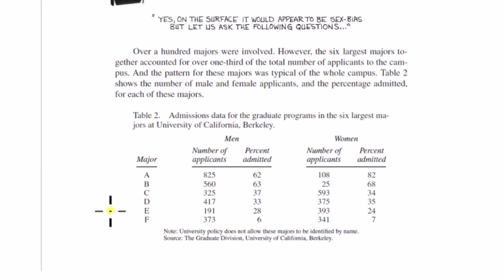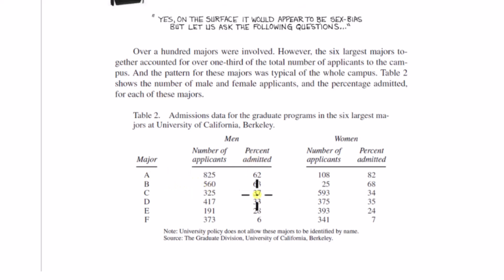Okay, so if we look here, there's over 100 majors at the school, but about a third of all the applicants applied to the top 8 majors. And the pattern shown here is representative of the college as a whole. So we can take a look at what happened with these 8 majors. Here are the majors: men, women, number of applicants, and the percent admitted.